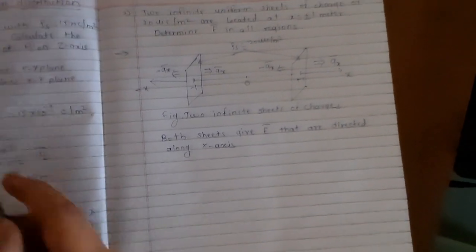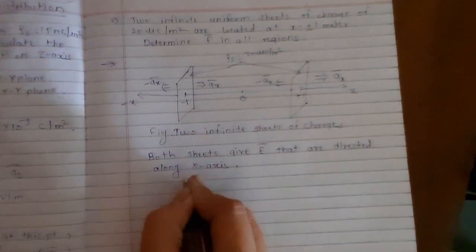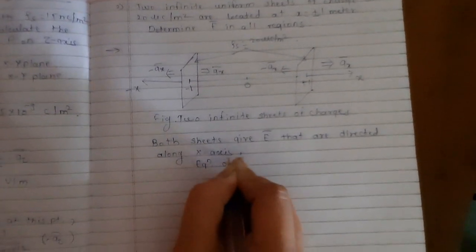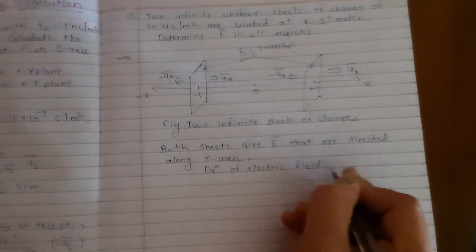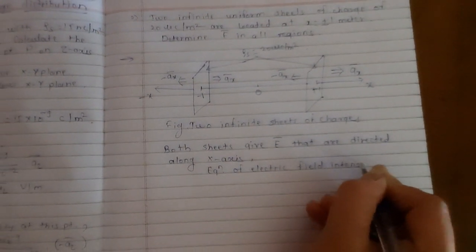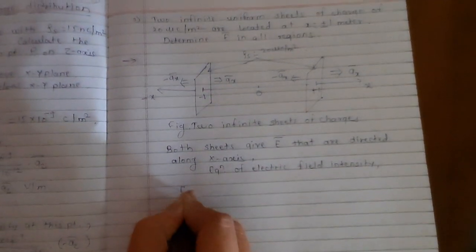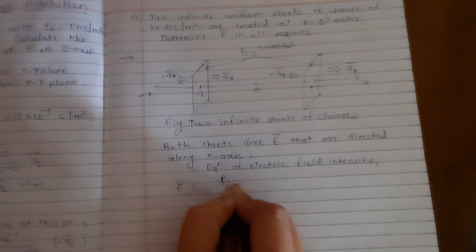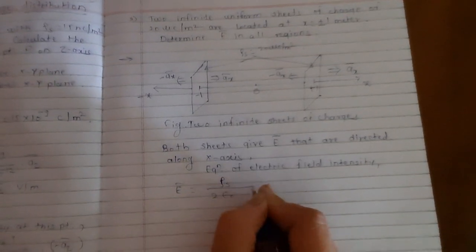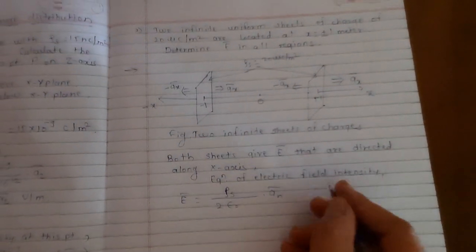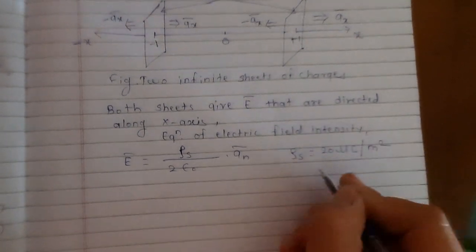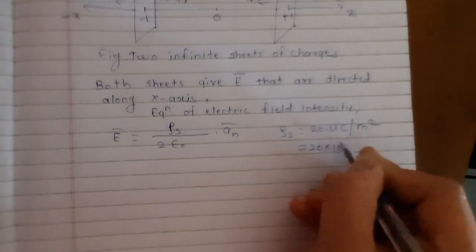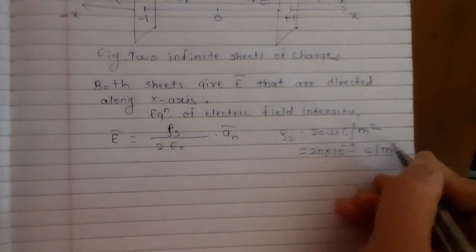So we have the equation of electric field intensity. It is E bar is equal to rho S divided by 2 epsilon 0 A n bar. So what is rho S? It is 20 microcoulomb per meter square. So it is 20 into 10 raised to minus 6 coulomb per meter square.